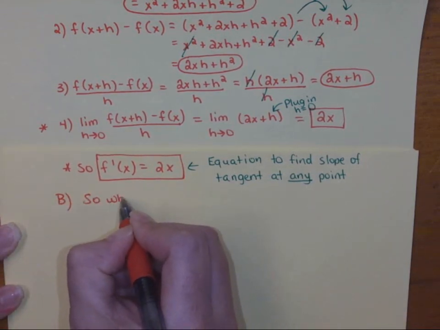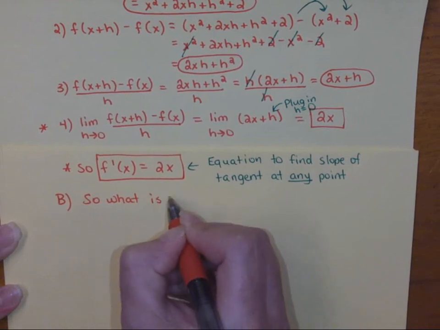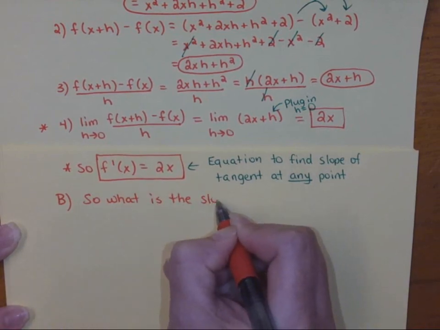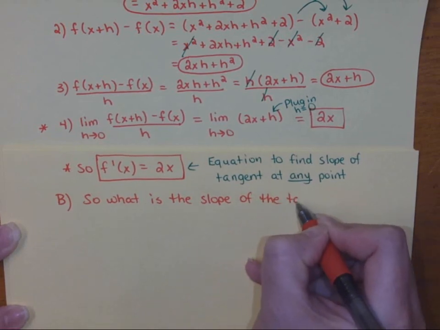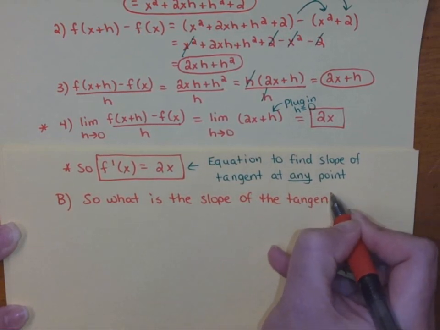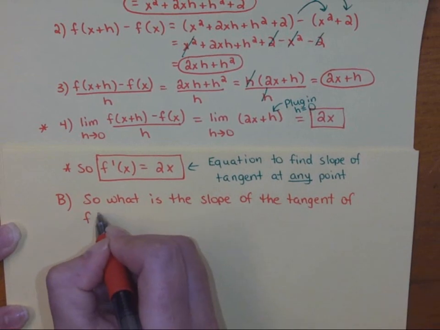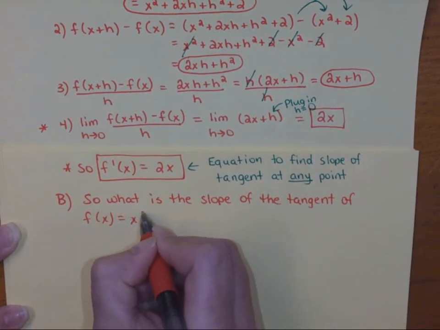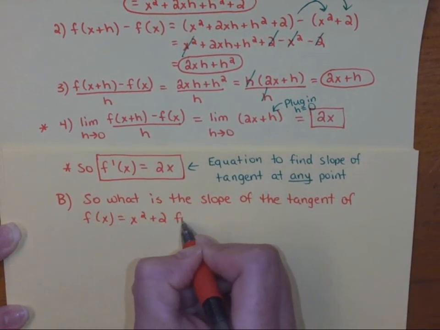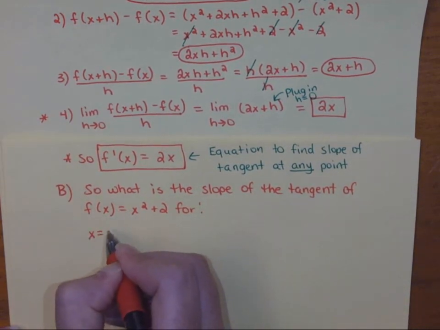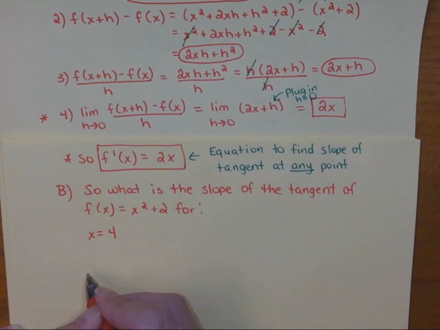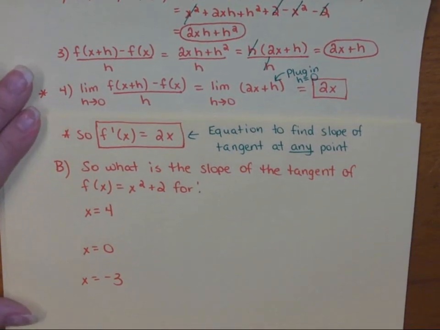So I'm going to kind of add a part B here. So I want you to take this information. I just told you that was the equation for slope, and I want you to tell me what is the slope of the tangent of f of x equals x squared plus 2 for the following. I want you to find the slope if x is 4, if x is 0, and if x is 3. Let's go -3 actually.